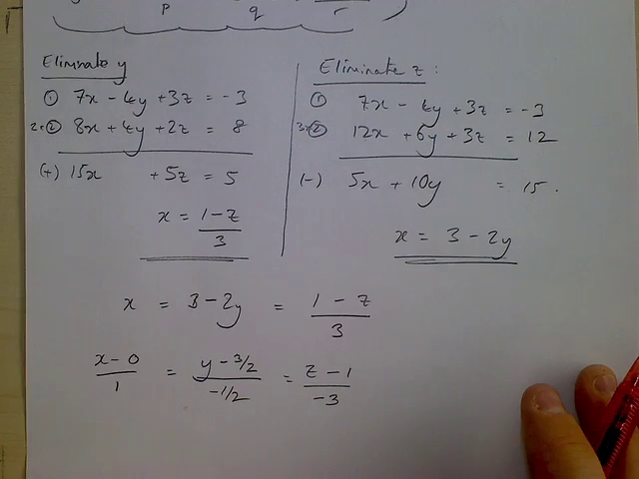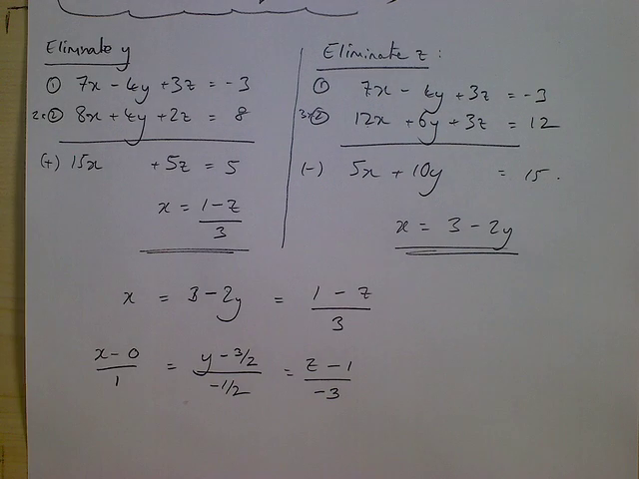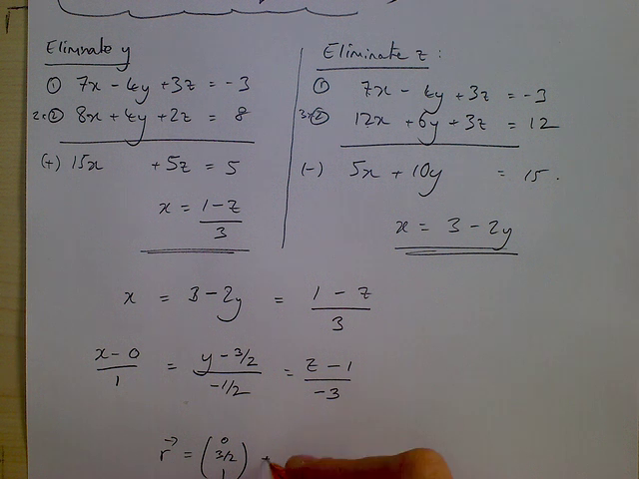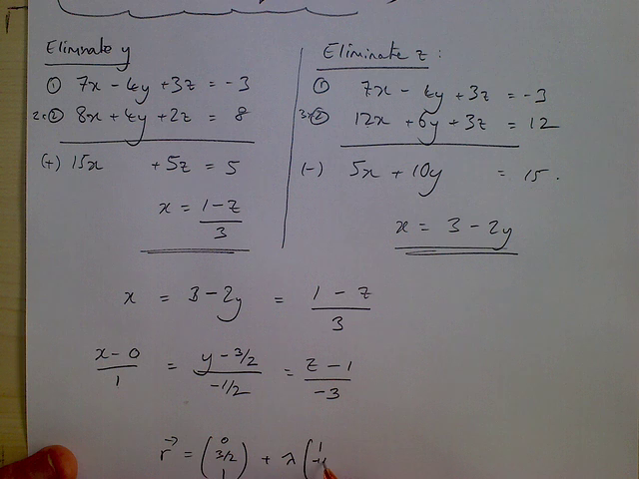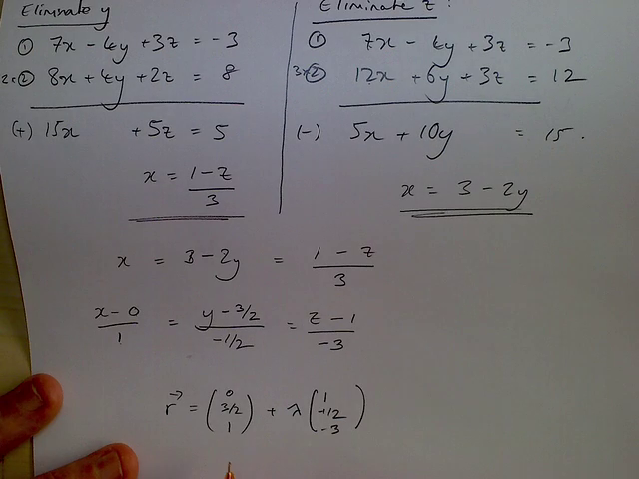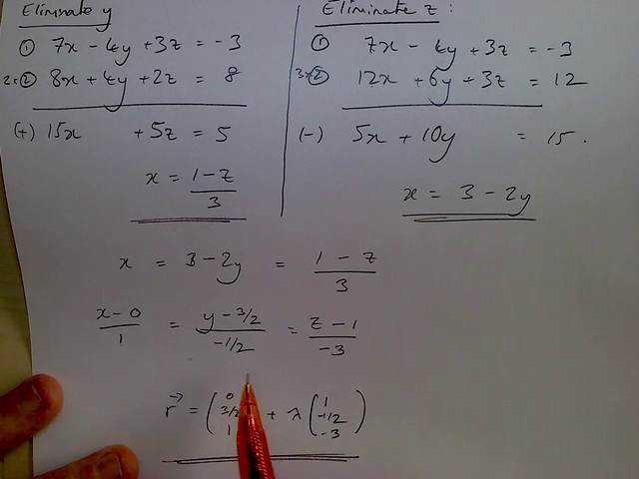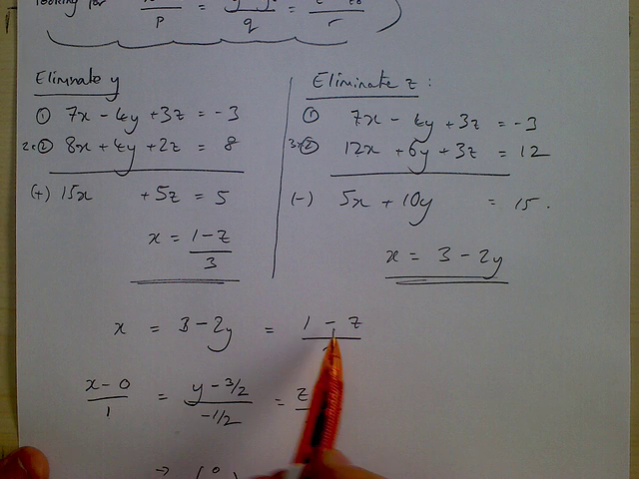That now enables me to write a vector equation, because I know that the position or the point on the line is going to be given by these values, 0, 3 over 2 and 1, and then the direction I know is given by the denominators: 1, minus a half, minus 3. So there is my line of intersection, either in vector form or in Cartesian form.